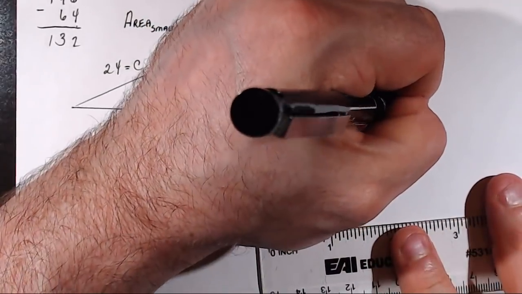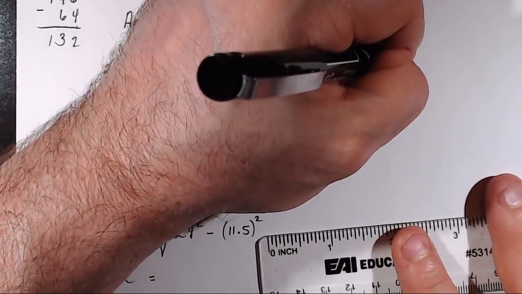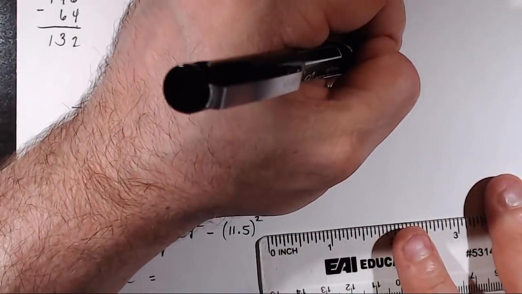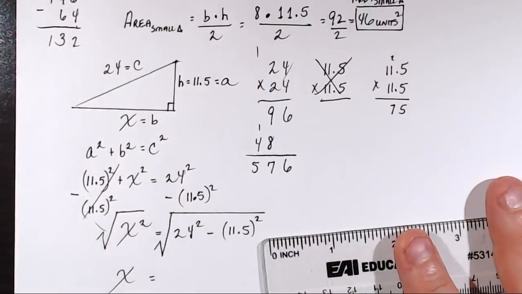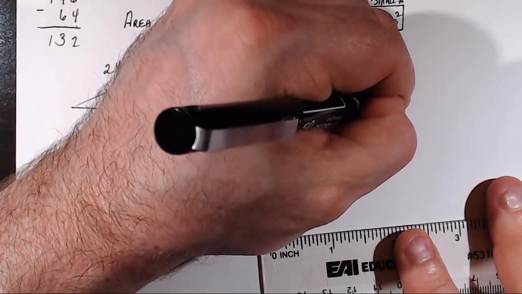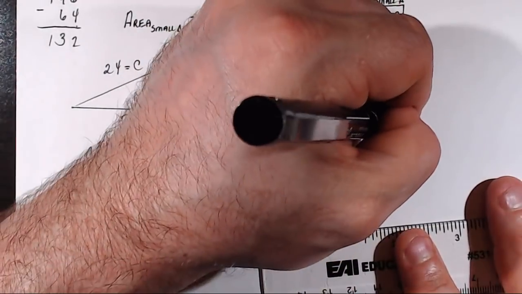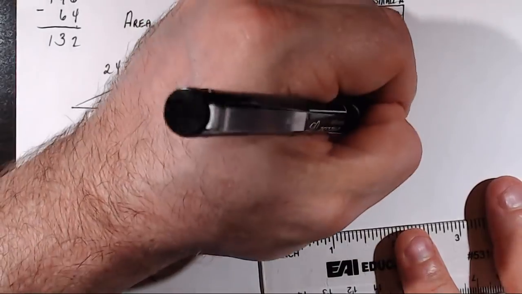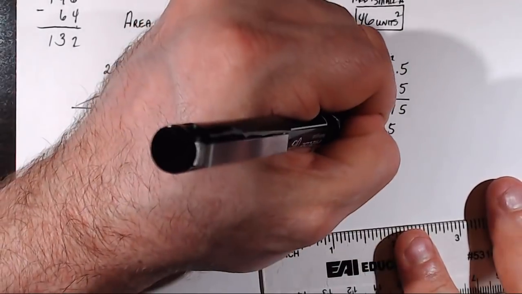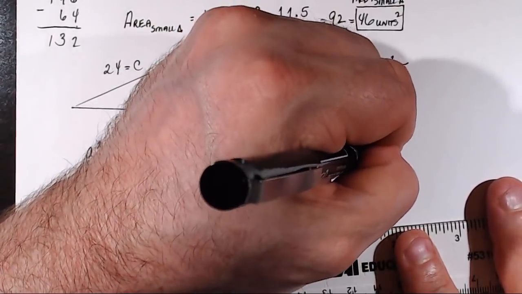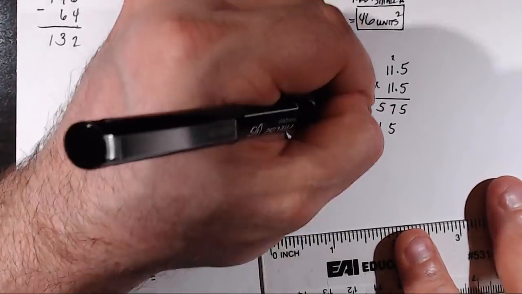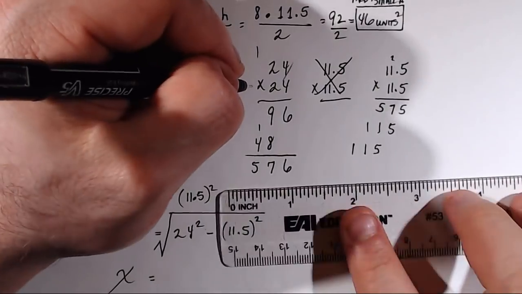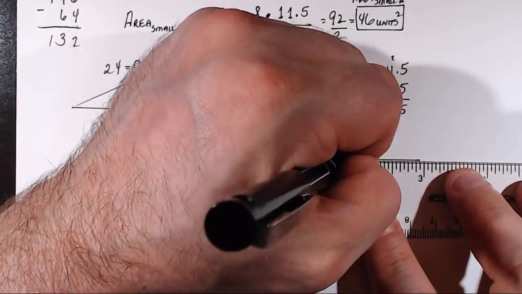Okay, 5 times 5 is 25. Carry the 2. 1 times 5 is 5, plus 2 is 7. And then 1 times 5 is 5. 5 times 1 is 5. 1 times 1 is 1. 1 times 1 is 1. 5 times 1 is 5. 1 times 1 is 1. 1 times 1 is 1. Okay, so there's my 3 rows.